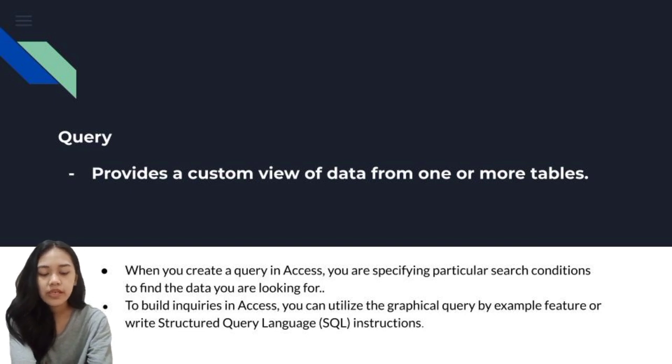To build a query in Access, utilize the graphical query by example feature or write structured query language, or SQL, instructions. You can define queries to select, update, insert, or delete data. You can also define queries that create new tables from data in one or more existing tables.